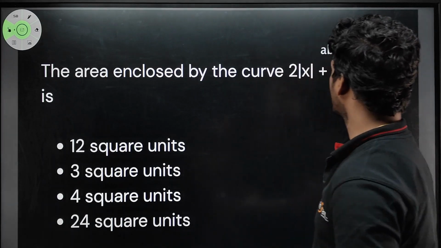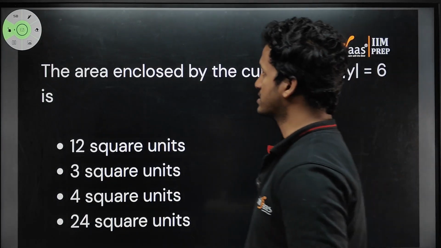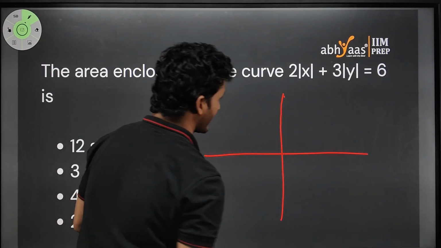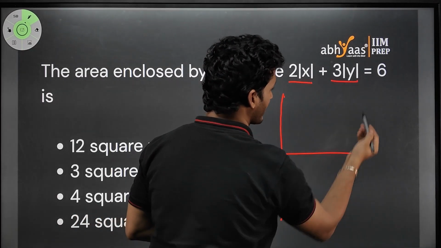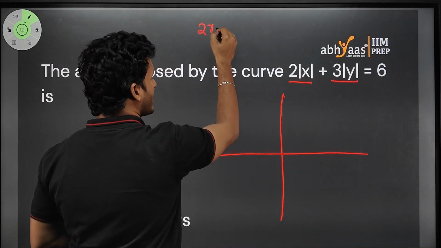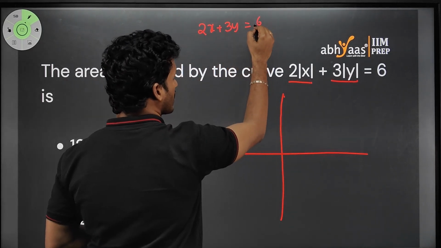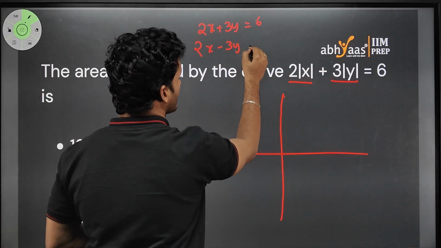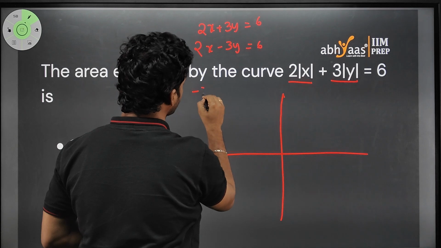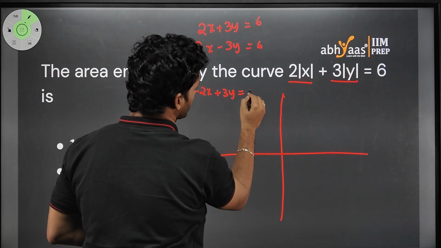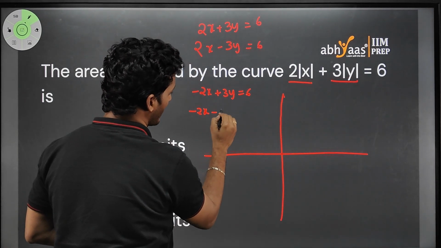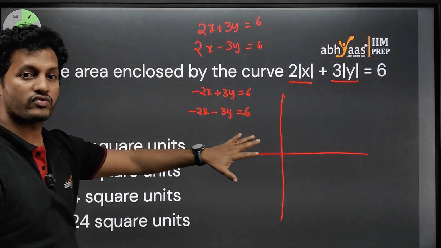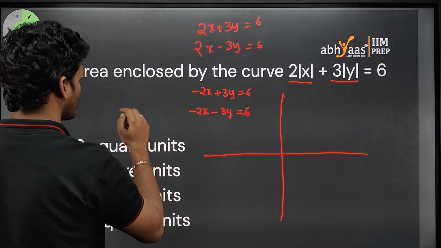The area enclosed by the curve 2 mod x plus 3 mod y equal to 6 is. So again here, in this coordinate axis, 2 mod x plus 3 mod y can be taken as 2x plus 3y equal to 6, or 2x minus 3y equal to 6, and the other would be minus 2x plus 3y equal to 6, and the other would be minus 2x minus 3y equal to 6. So these are the 4 lines that you have to find the area enclosed by.